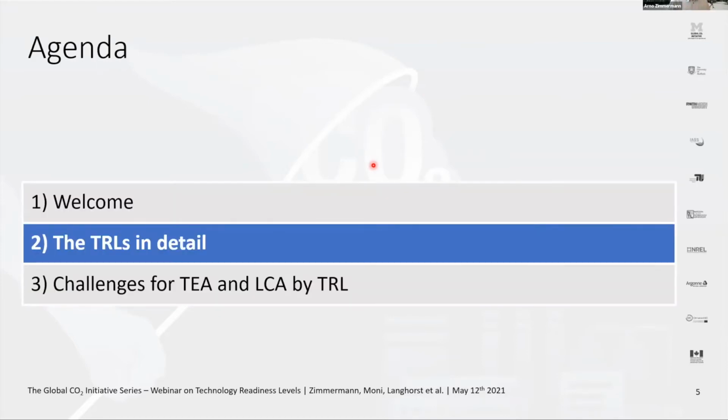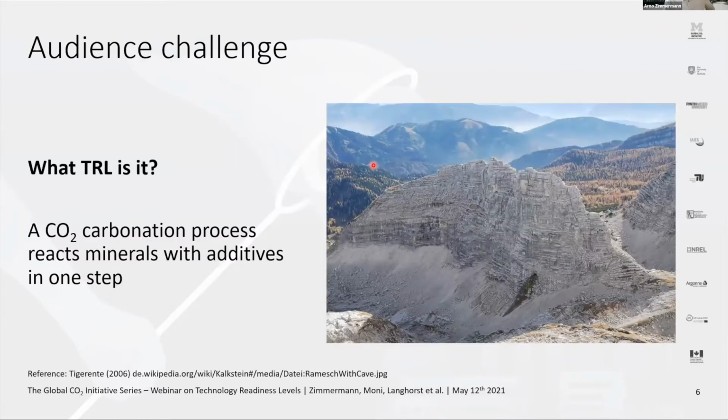So first, for everybody who's new to the TRL concept, but also for some experts, we'll have some interesting insights here. First, we'll present TRL in general and then dive down into more details, challenges for TE and LCA. And surprise, we have another audience interaction prepared. So the challenge that we have here today is we would like you to judge the TRL for us. So we have a CO2 carbonation process example here today. And what I can give you is that this process reacts minerals with additives in one step.